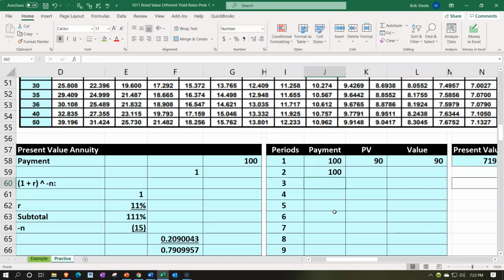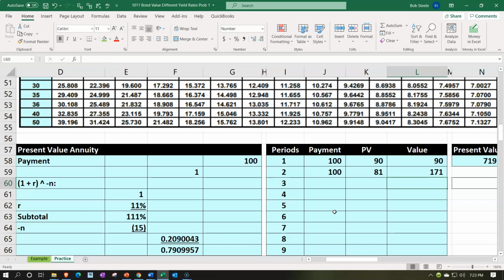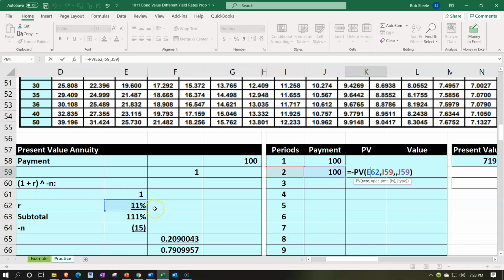Payment's always going to be the same $100, but the present value now is the PV, shift 9, rate 11%, comma, number of periods 2 this time, second payment out, comma, comma, future value 100. Now we have the prior value plus the current value, and we want to add that down, but we need to make sure to absolutize anything outside the table, usually from the data set, that being the 11% in this case. Present value, that 11% right there, don't want it to move down.